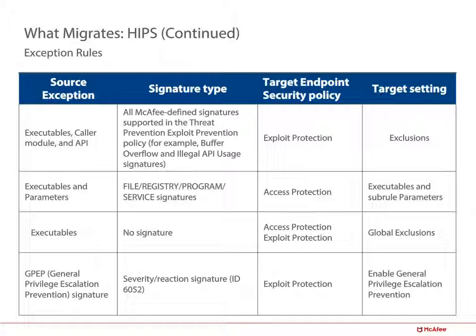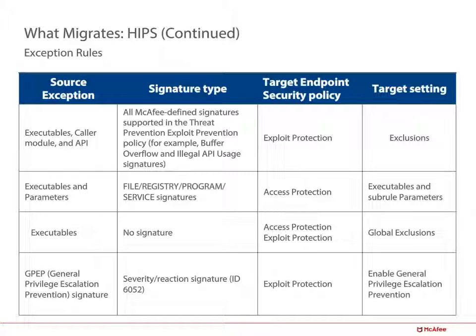For what migrates for your exception rules, if the source exception is executables, caller modules, and API, and the type of signature was any of the McAfee defined ones you had, like buffer overflow or illegal API usage signatures, it will show up in the exploit protection feature, and the target setting will be in the exclusions. Any of the executables and parameters, if they were for the registry signatures, will show up in your access protection, and you will see it under the executables and subrule parameters.